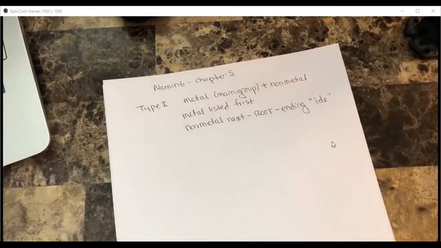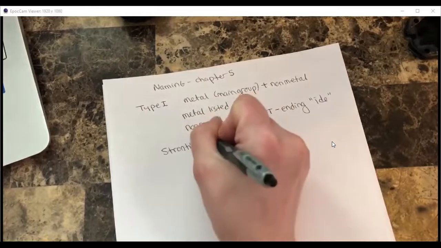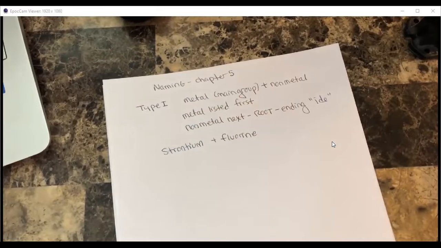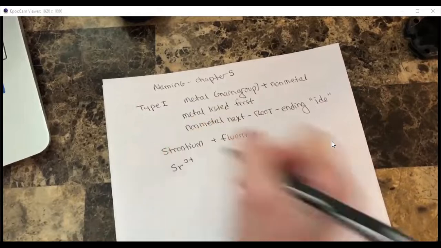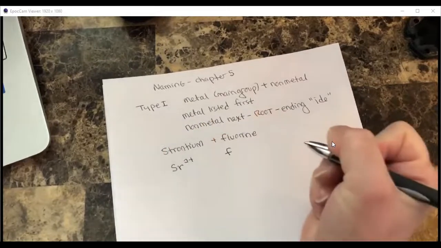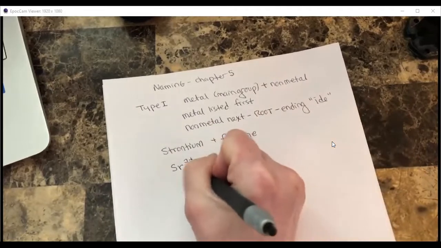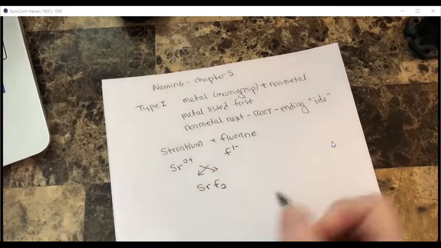Remember that? So if we have, let's see, what would be a good one? Let's do an unusual one. Let's do strontium and fluorine. You thought I was going to do sodium chloride, didn't you? So we have strontium and fluorine. Strontium as an ion is a 2+ charge. Fluorine, which is F, not Fl, is a 1- charge, right? We're going to crisscross the charges, and it becomes SrF2.